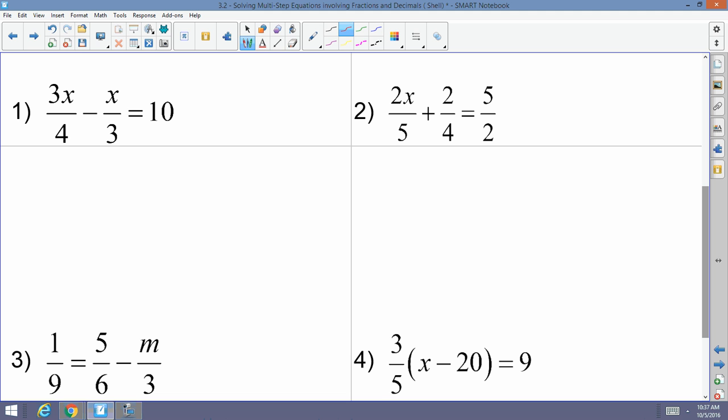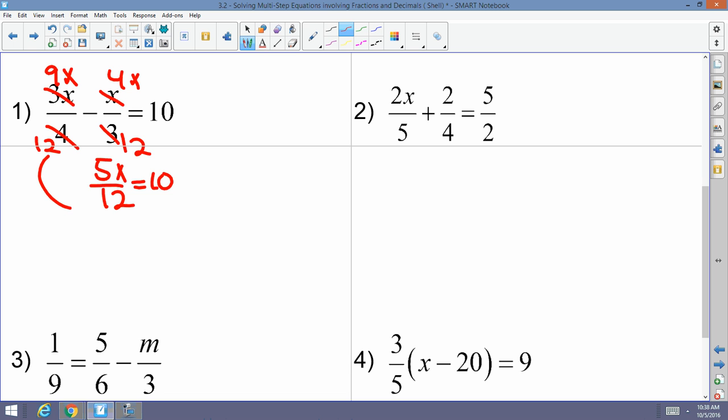I have 3x over 4 minus x over 3 equals 10. Now, you could do this. Do not write this. You could find the common denominator. That's 12. That goes to 9x. That's 12. So that's 4x. And then you've got 5x over 12 equals 10. And then you can multiply by the reciprocal. And then x would equal 24. You could do that. There's not a problem with that.